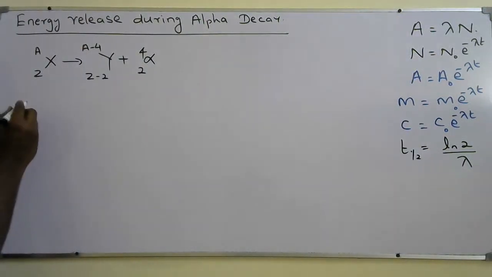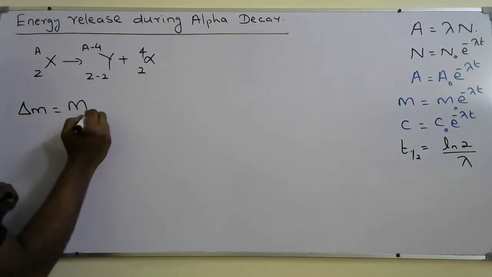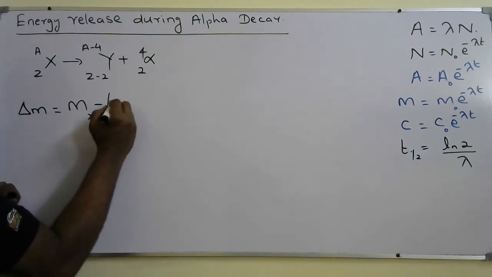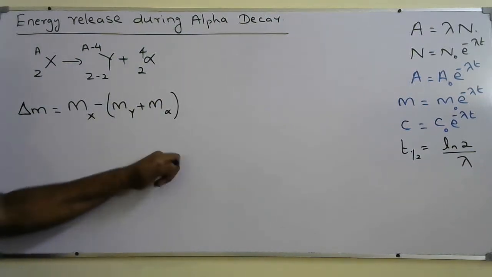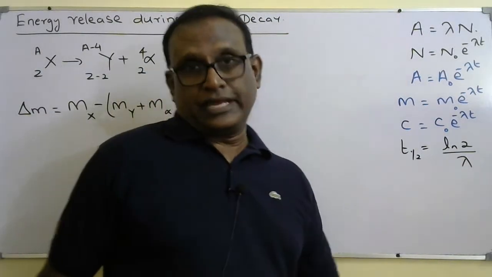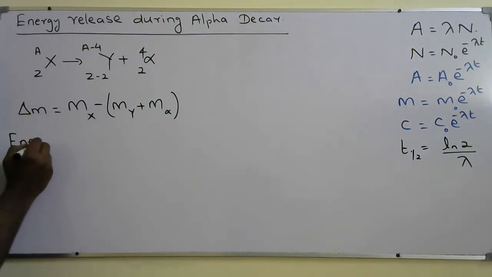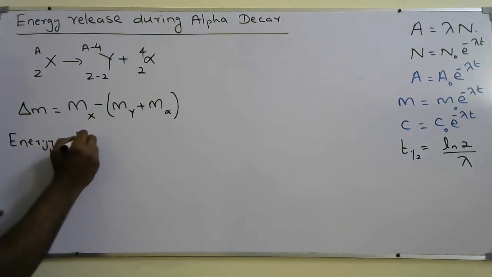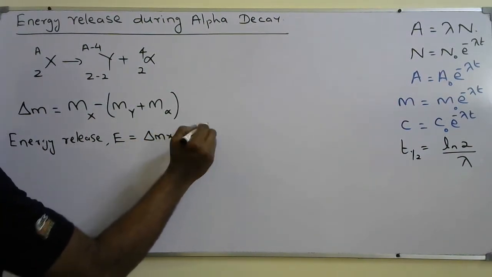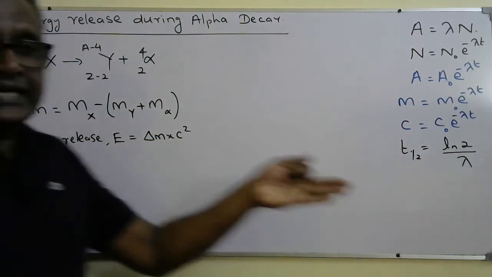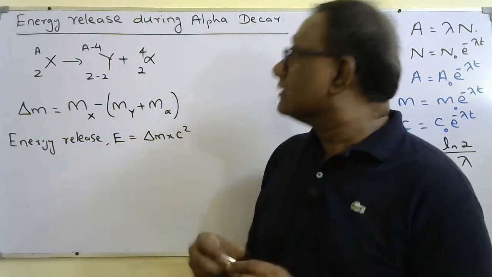So we find the mass deficit, delta M, which is equal to the mass of the parent nucleus minus the mass of the daughter nucleus and the mass of the alpha. So that will give the mass deficit. We have to convert it into kilograms. Then the energy released equals delta M times c squared. So this will be the energy release during alpha decay.